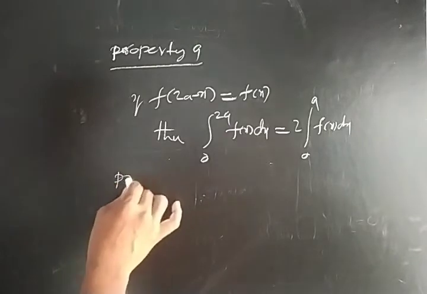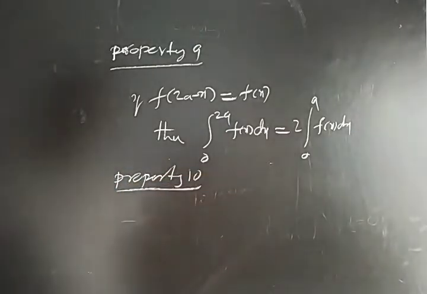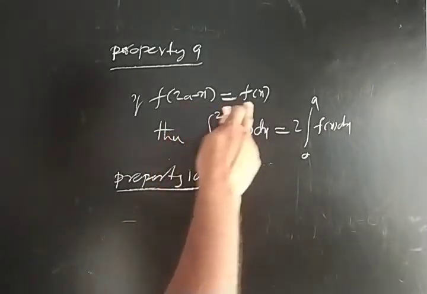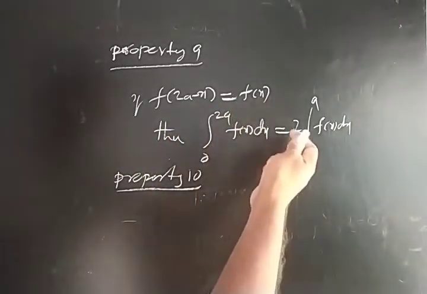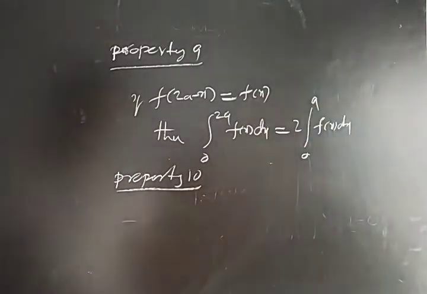Now property 10, another property. So if you have the integral from 0 to 2a of f of x dx, and in place of x you substitute 2a minus x, again you are getting f of x, so you can write 2 in front of the integration, 0 to a f of x dx.